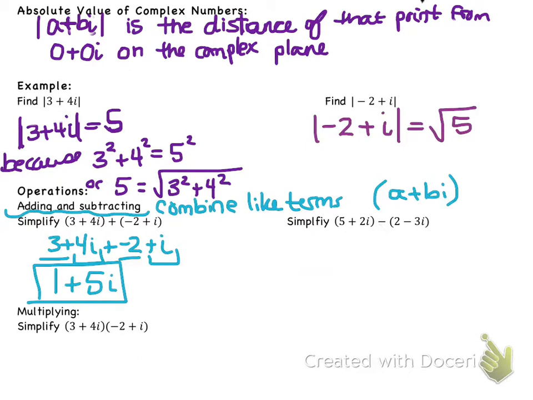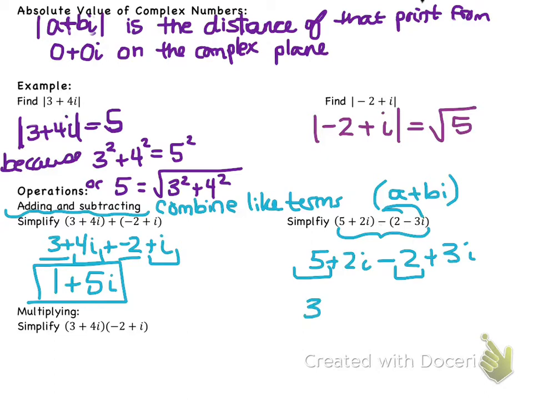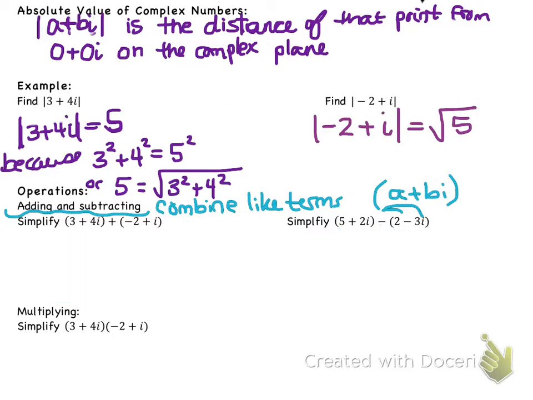Not bad. Just be careful with a subtraction problem, because if you're subtracting the entire thing, that negative has to be distributed. So I've got 5 plus 2i minus 2, but I also have minus a negative 3i. So that's going to turn into a plus 3i, because minus a minus is plus. So again, combine like terms. My real parts are 5 and negative 2, so that's 3. And then I've got 2i plus 3i, which is 5i. Voila! Yay! We can add and subtract complex numbers. Good job.